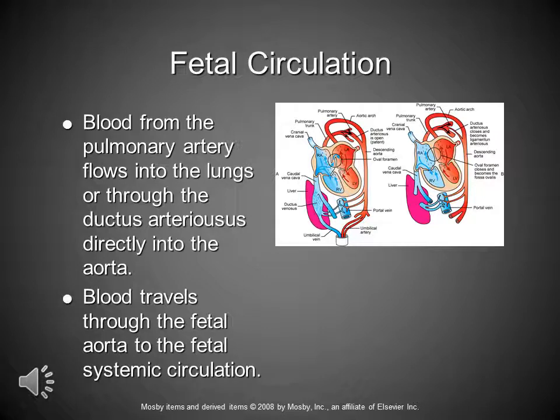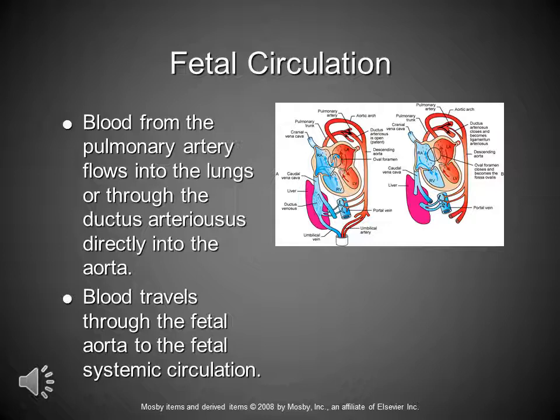Blood from the pulmonary artery flows to the lungs, or it will flow through the ductus arteriosus back down directly into the aorta. The ductus arteriosus is a tube that connects the pulmonary artery and the aorta. On birth, that will close, hopefully. Blood flows through the fetal aorta to the fetal systemic circulation. That's just like in an adult.